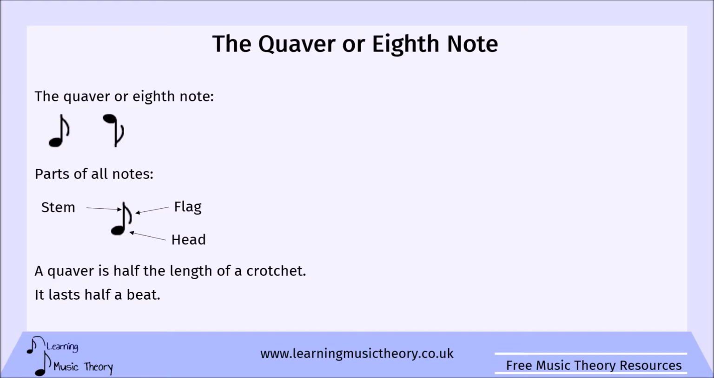Now here is what 4 crotchets sound like when they are played at the same time as 4 quavers. Take note of how the quavers were exactly half the length of each crotchet.